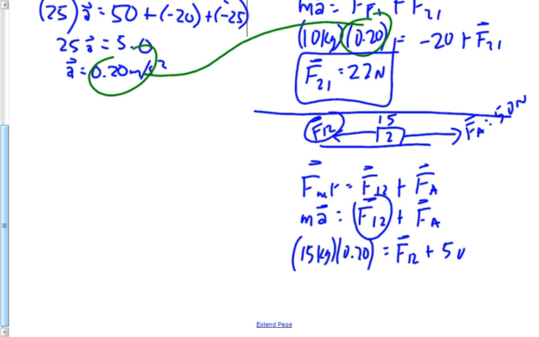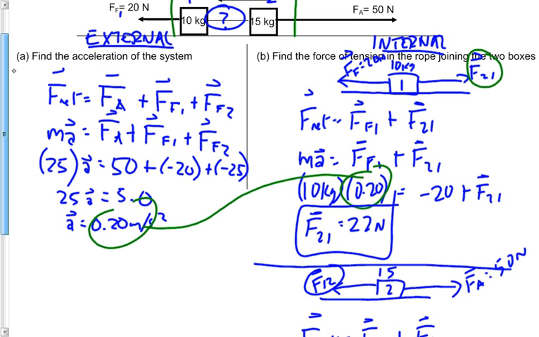15 times 0.2 is going to give me, what is that? 15 times 0.2. Oh, wait a sec, I missed something. Everybody see what my mistake is here? I'm analyzing object 2.